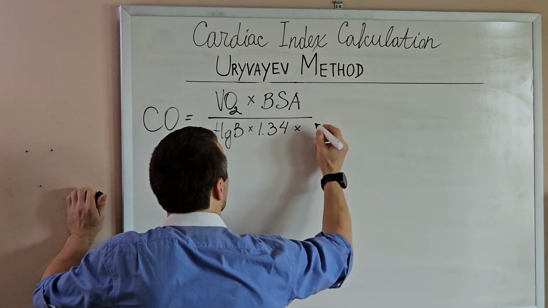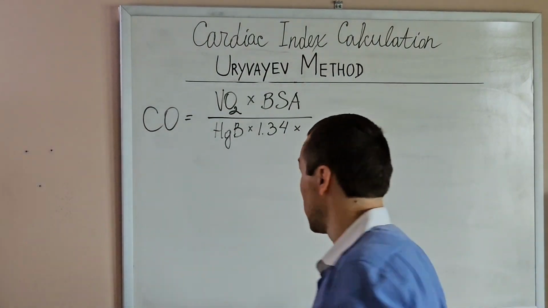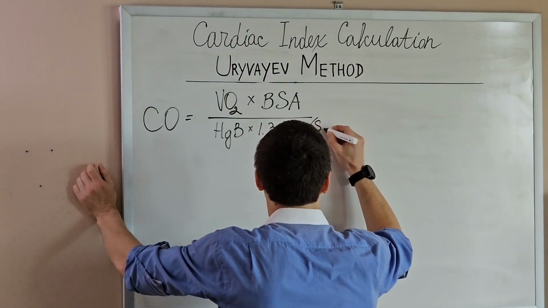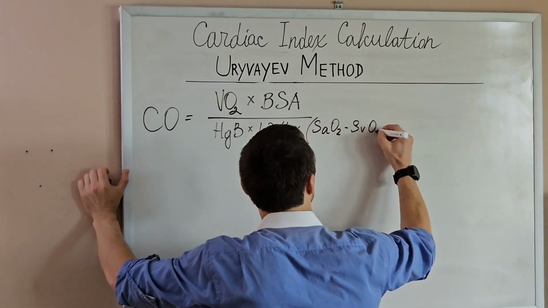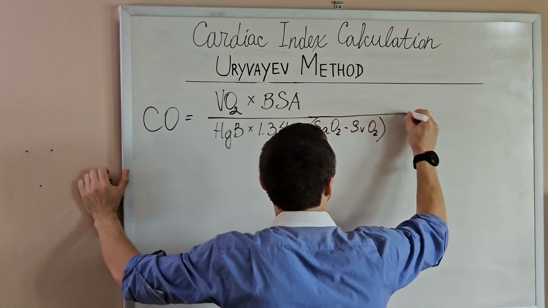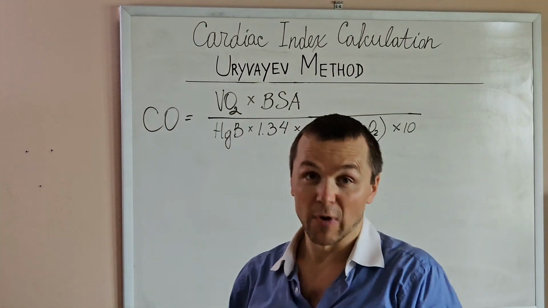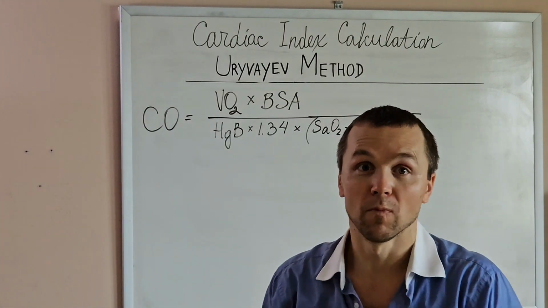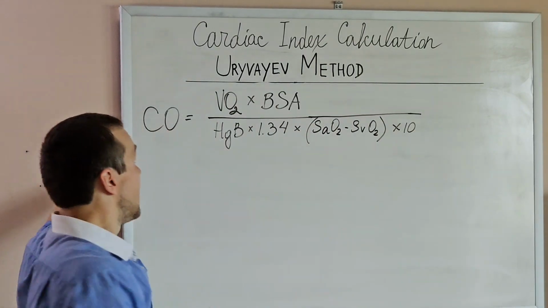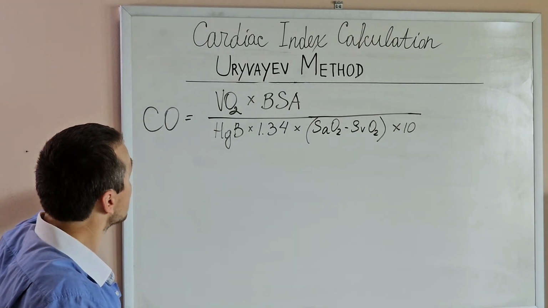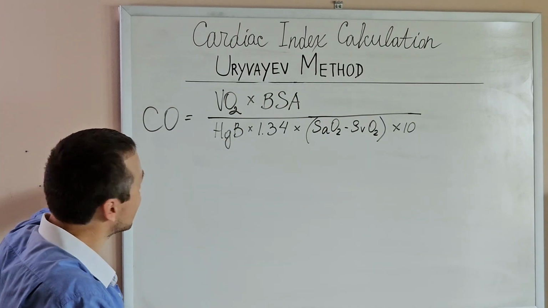And we will need two blood gases. We'll need an arterial blood gas and a mixed venous blood gas, and from those we will obtain our saturation values. What else? We'll use a conversion factor of 10 to convert our deciliters to liters because we're using liters per minute for cardiac output evaluation. Okay, that seems like a straightforward equation.